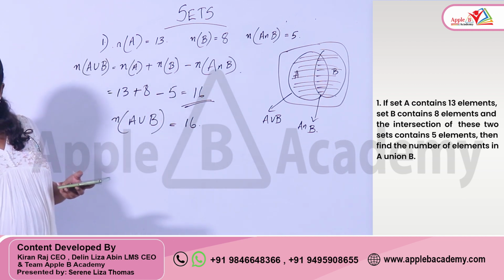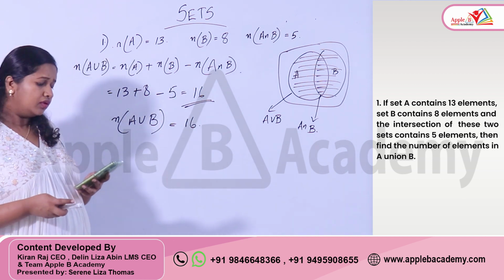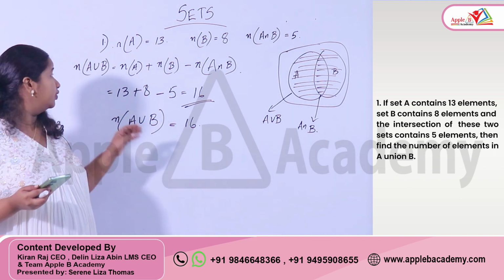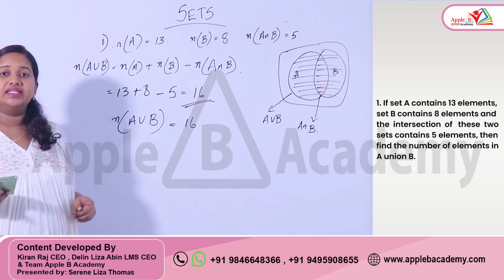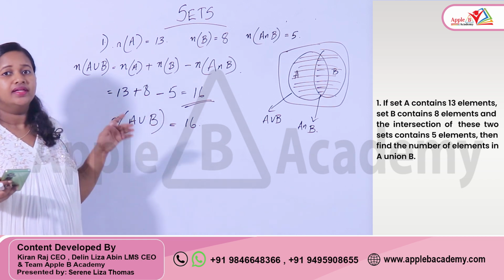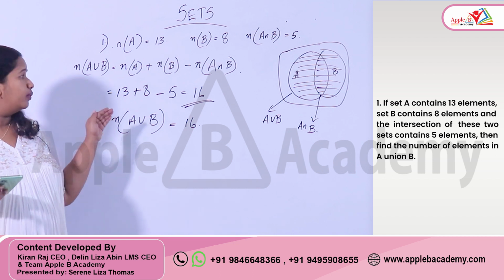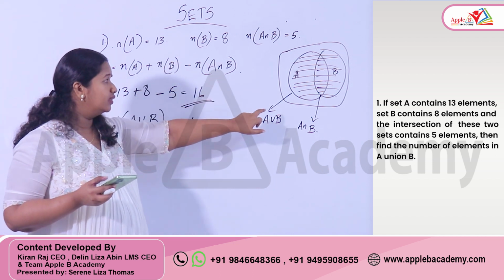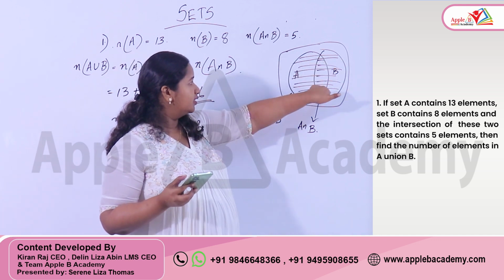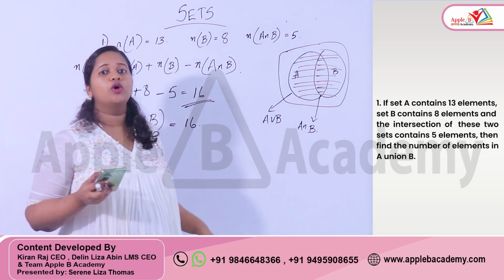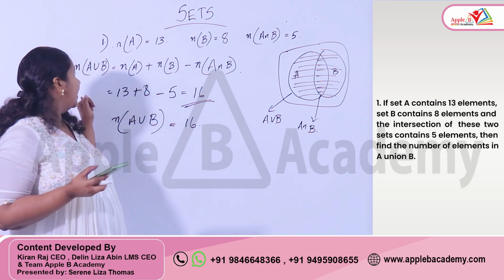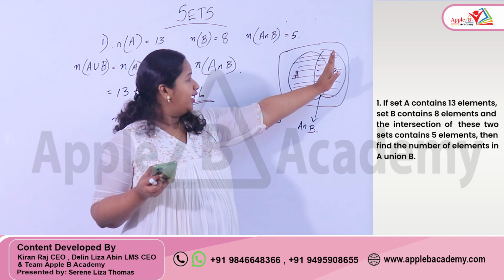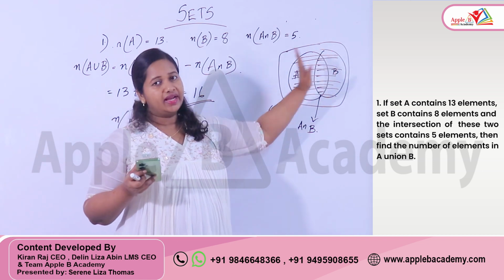Clear? I'll just explain it once more. We need to find the number of elements in A union B. The equation is N of A plus N of B minus N of A intersection B. A intersection B means this middle portion, the area which is common to A and B. A union B means this entire shaded portion of A and B.